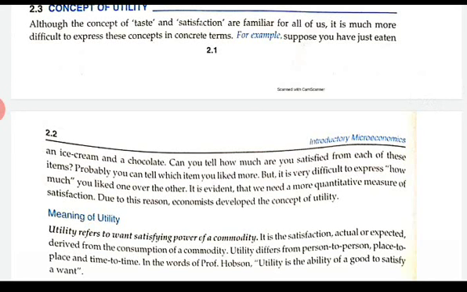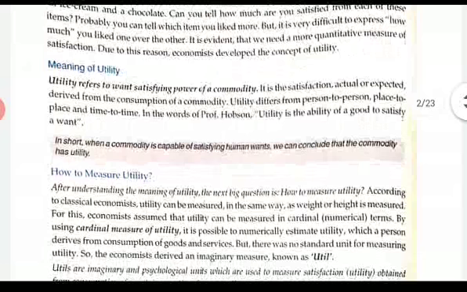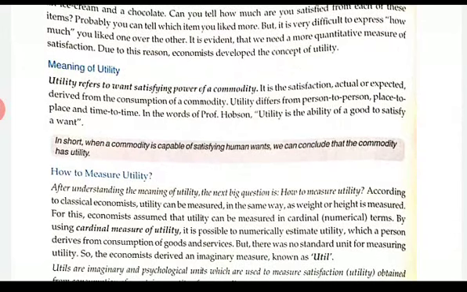This utility basically measures the want satisfying power of a commodity. You can also say utility is the ability of a good to satisfy a want. Then how to measure this utility? After understanding the meaning of utility, the next big question is how to measure it. According to the classical economists, utility can be measured in the same way as we measure height and weight. But for this, the economists assume that utility can be measured in cardinal terms.